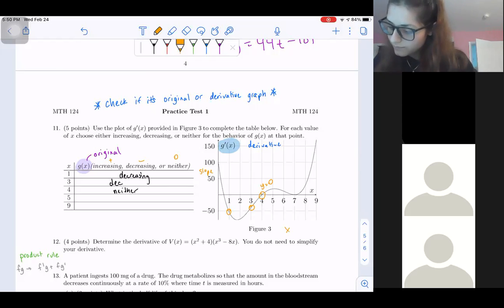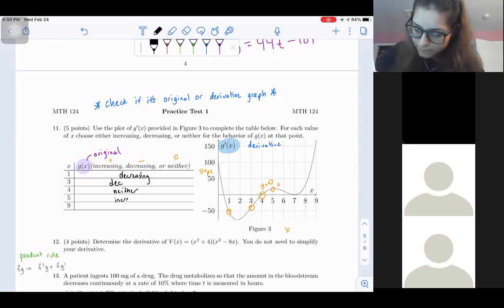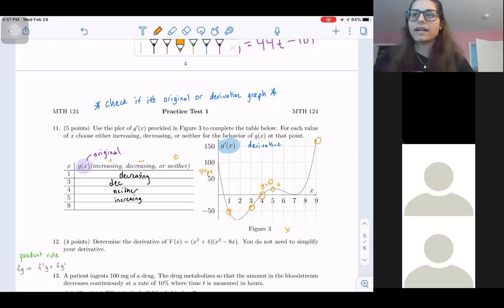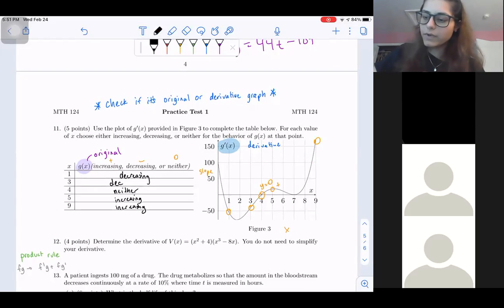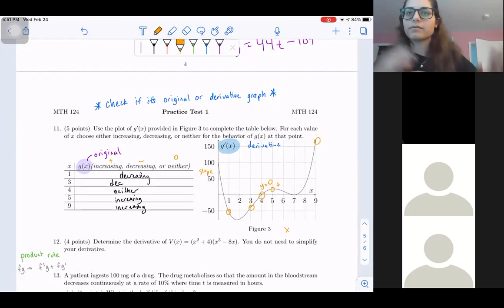At x equals 5, our y is positive, right? Which means that it's increasing. All right, and then lastly, x equals 9. This is also y is positive, so g of x is increasing. Okay, so when derivative is positive, original is increasing. When derivative is negative, original is decreasing. When derivative is 0, original is not increasing, it's not decreasing. It's probably like a flat line at that point.